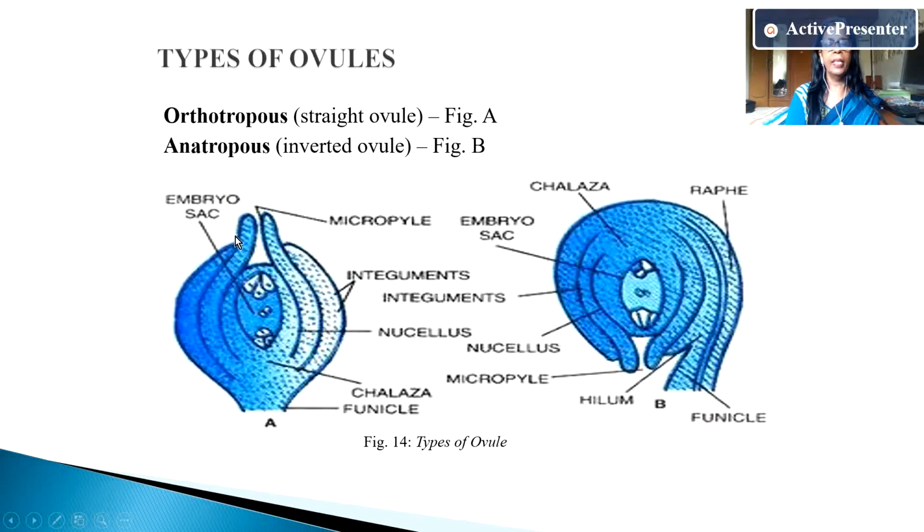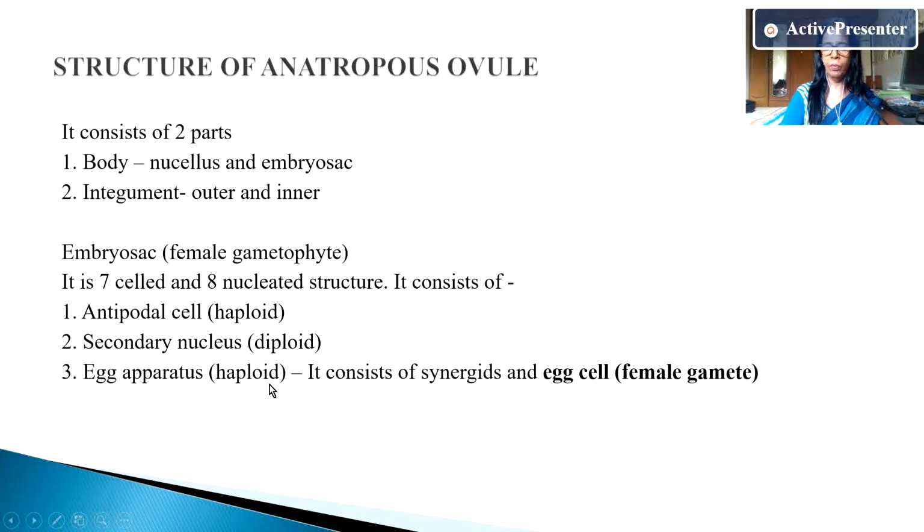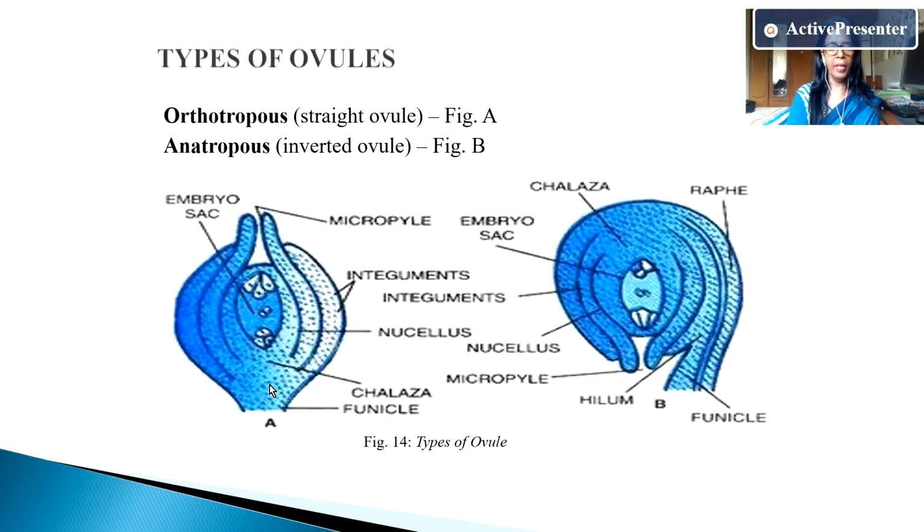In this case, see the micropyle, that is the top of the ovule, micropyle, and chalaza and funicle. They are in the straight line. See here. So these all 3 parts are in the straight line. It is known as straight ovule or orthotropous ovule. But in this case, see here, base of the ovule, top of the ovule, and funicle. They are not in a straight position. The ovule is in the inverted position. So it is anatropous ovule.